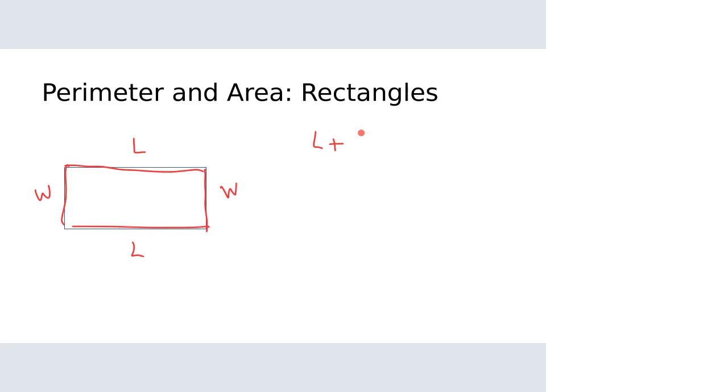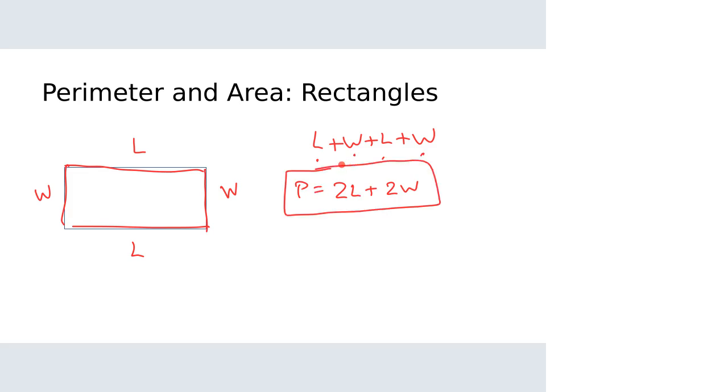So I could do length plus width plus length plus width. And then I could combine like terms here. I have length 2 times, so I have 2 times the length. I have width 2 times, so plus 2 times the width. So if I wanted a formula for the perimeter of a rectangle, it would be 2 times the length plus 2 times the width. Keep in mind, you could always just add up the 4 sides if you prefer not to use the formula. But there's a formula if you want to use it.